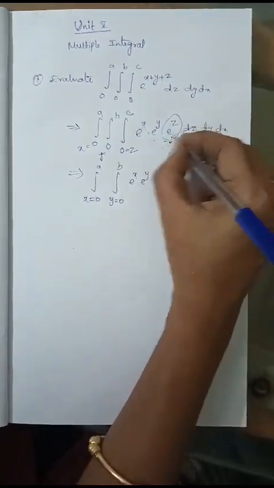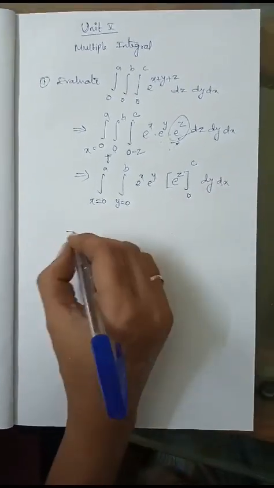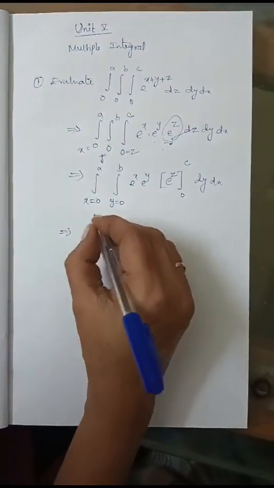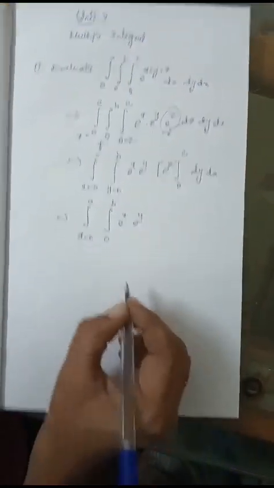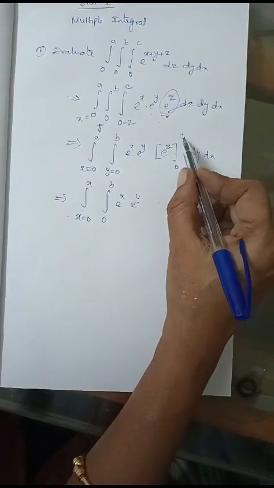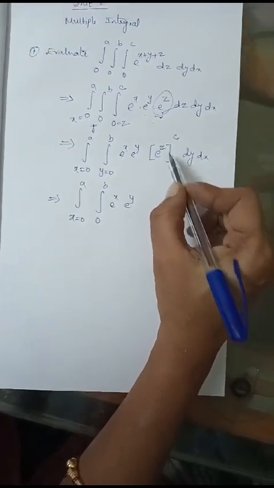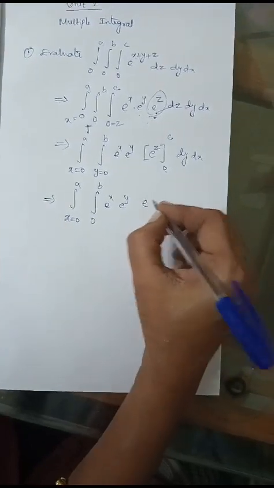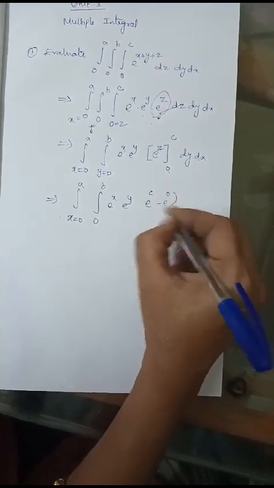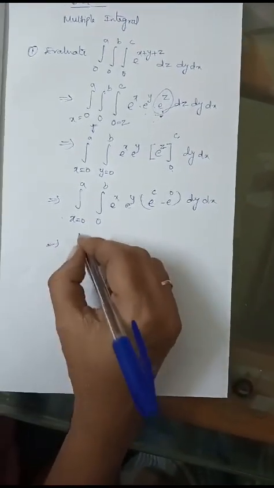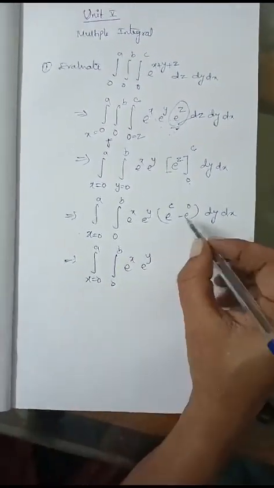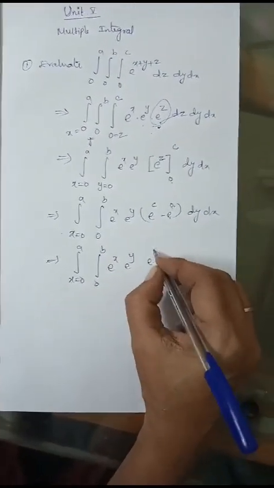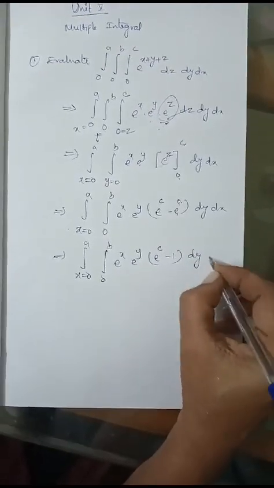Next, the balance term is dy dx, which implies integral x equal to 0 to a, integral 0 to b, e power x into e power y, substituting the upper limit z replaced by c and lower limit z replaced by 0. The answer is e power c minus e power 0 into dy dx, which implies integral x equal to 0 to a, integral 0 to b, e power x into e power y, e power 0 value is 1, therefore e power c minus 1 dy dx.